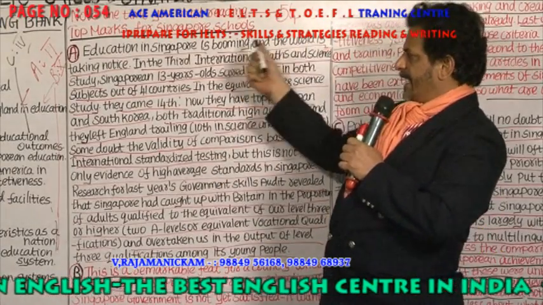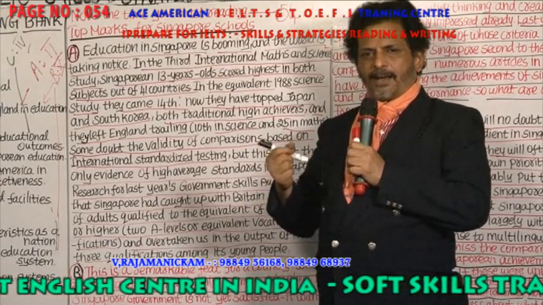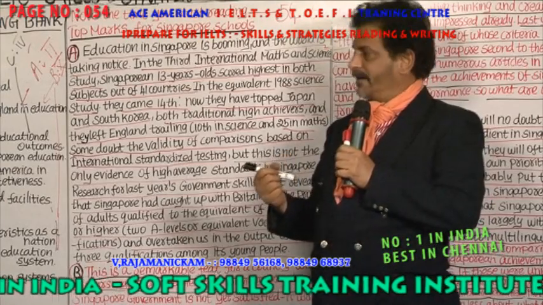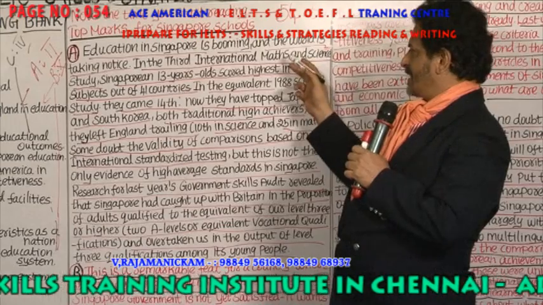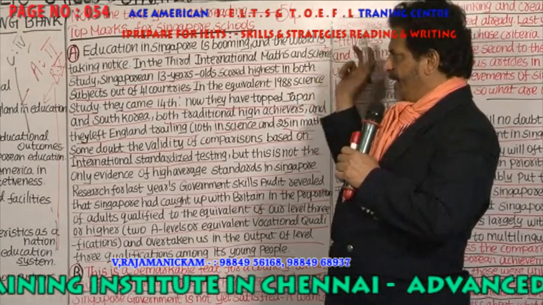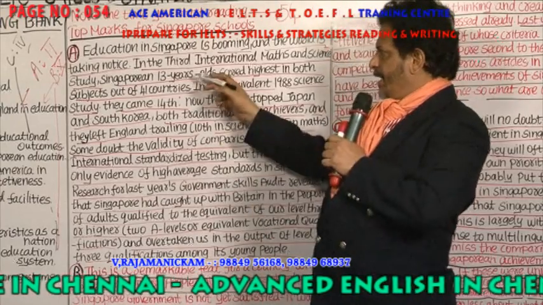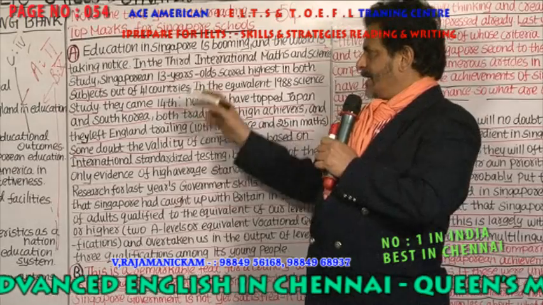And the world is taking notice. The Third International Maths and Science Study: Singapore 13 year olds scored highest in both subjects out of 41 countries.